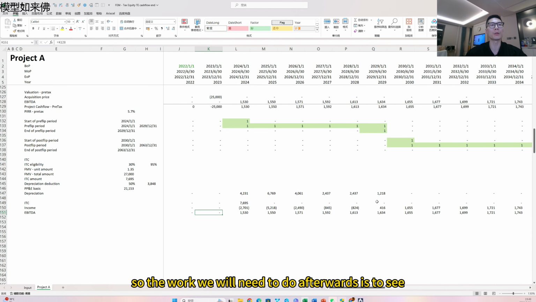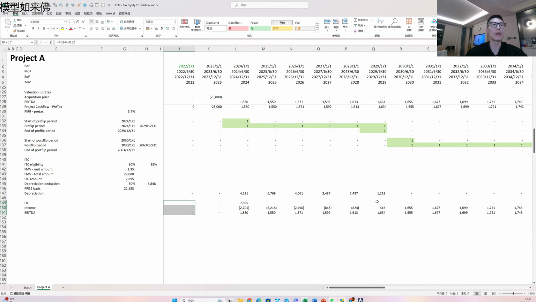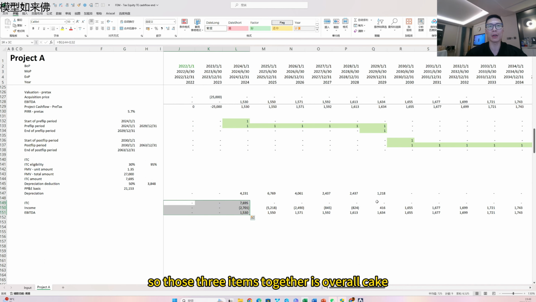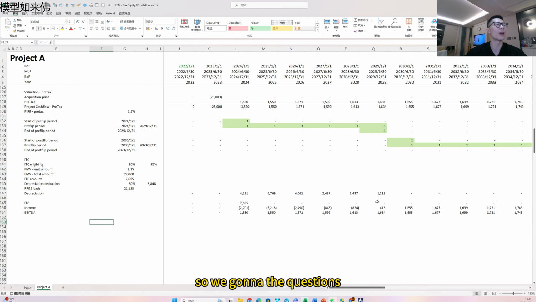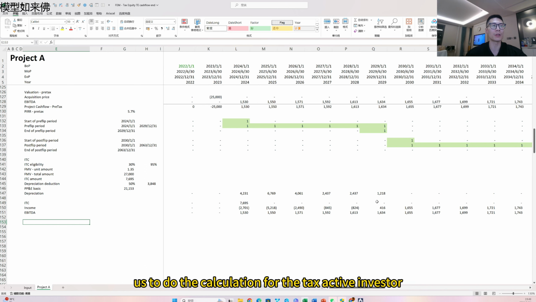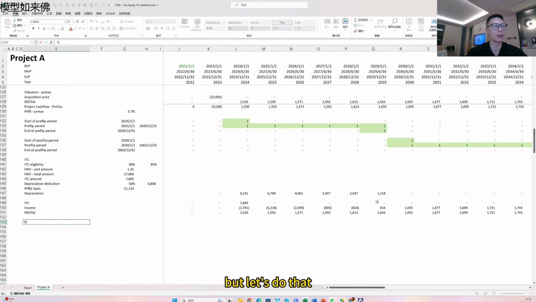So the work we will need to do afterwards is to see, so those 3 items together are the overall cake, and then we will need to do the calculation. We need to figure out how the tax equity investor and the sponsor split those 3 items. So the question didn't require us to do the calculation for the tax equity investor, but let's do that.